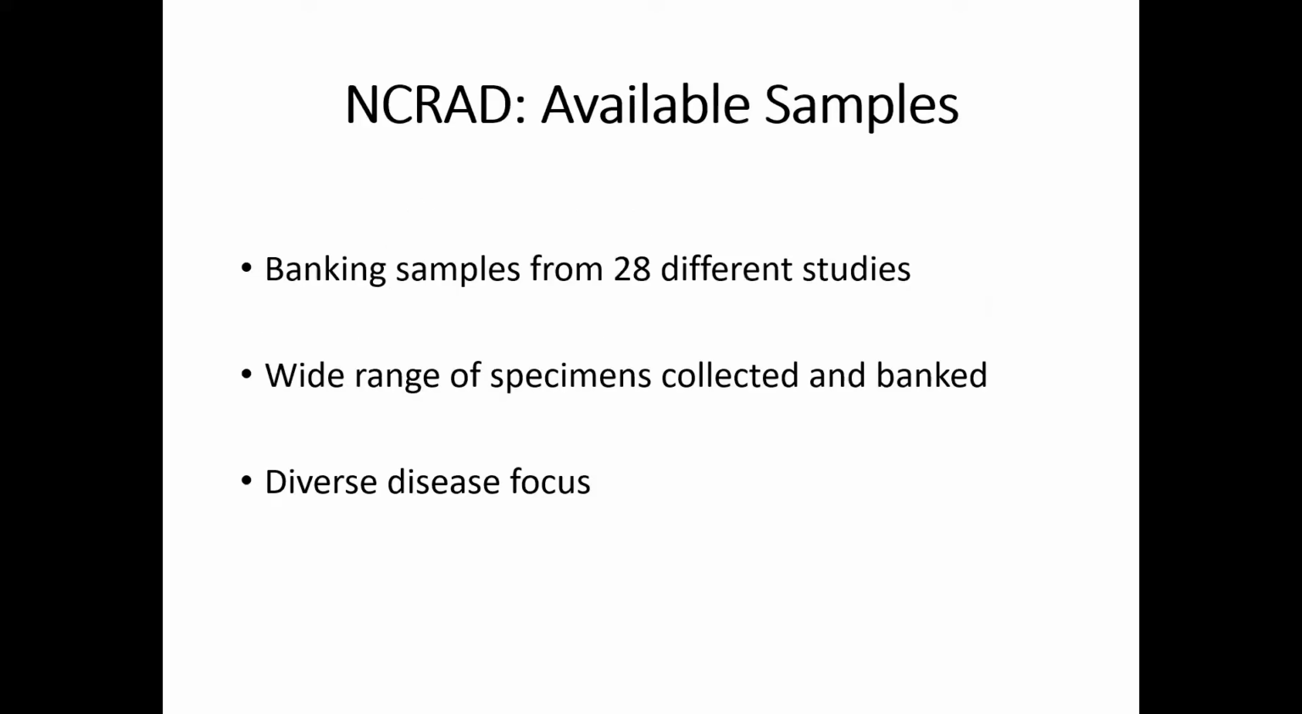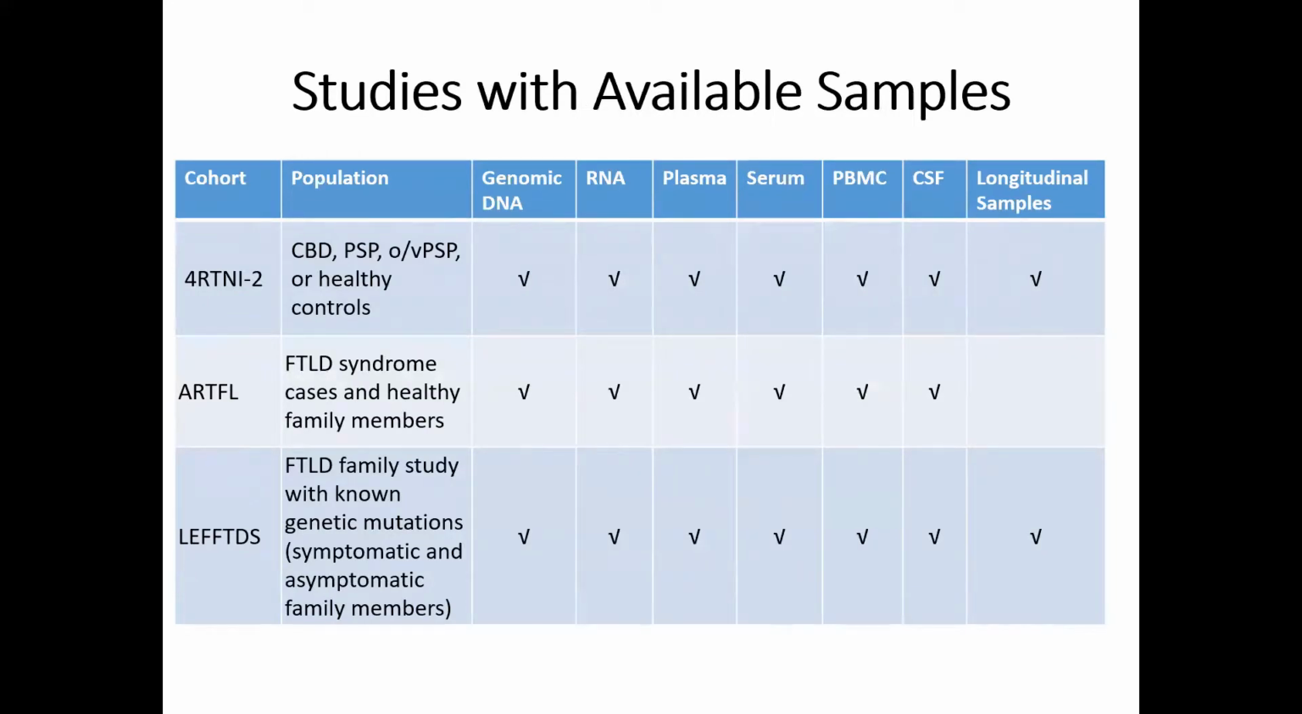NCRAD has a wide range of available samples. We bank samples from 28 different studies. These include a wide range of specimens that have been collected and banked, and they have a diverse disease focus. The next few slides will show the studies that have available samples that can be requested by investigators.